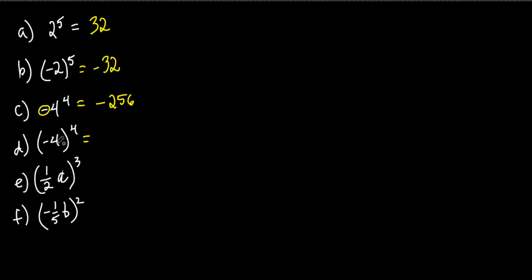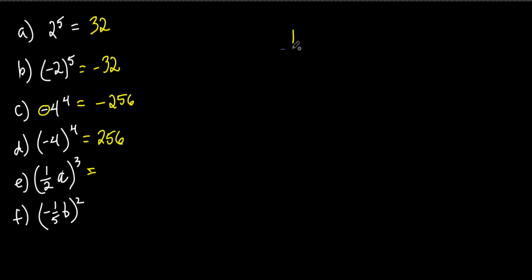So here we go. Let's take a look at this one. Now you know 4 to the 4th is 256. What's the answer to this? It's positive 256, because you are taking the negative to the 4th power on this problem. So if I have 4 negatives, what is it? It's positive. So it's 256. Lost you on this one?